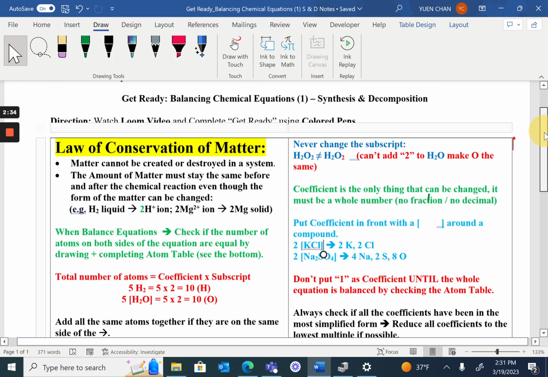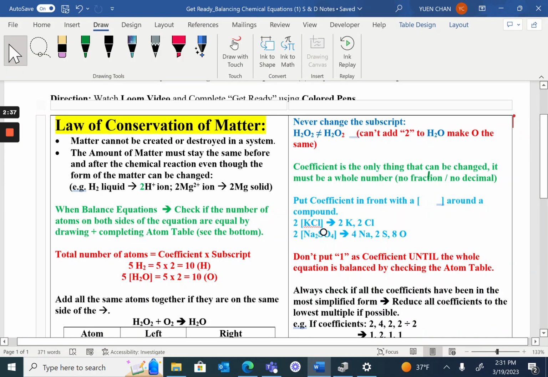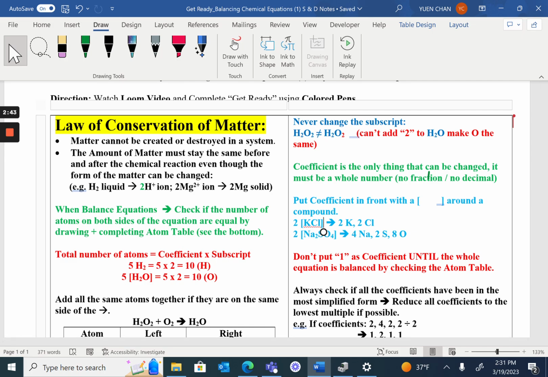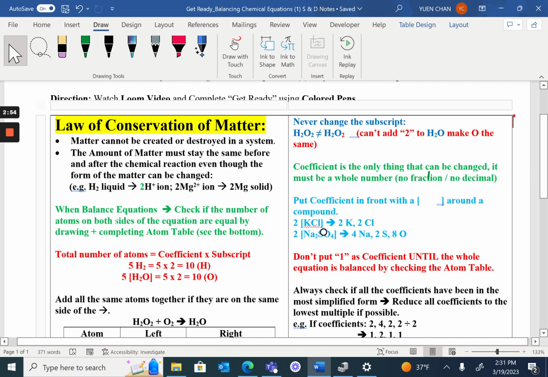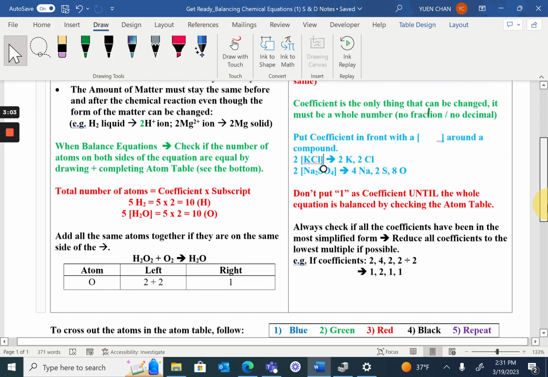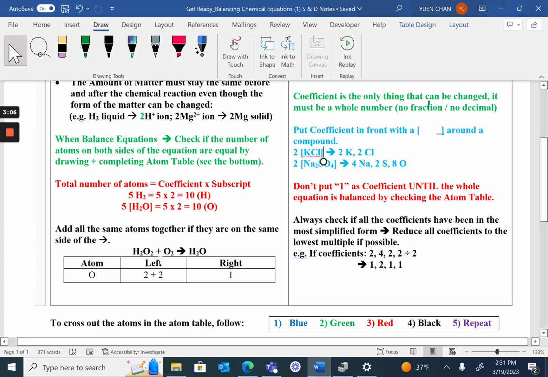Okay. And then the second concept is when you balance an equation, how do you know that you balanced it correctly without constantly asking the teacher, Mr. Chen, can you check the answer for me? You don't have to ask me, because you have a way to check. You check if the numbers of atoms on both sides of the equation are equal by drawing and completing the atom table. You look at the atoms before and after, meaning the left side and the right side, and see if they are equal. Then you can tell that your equation is balanced correctly.